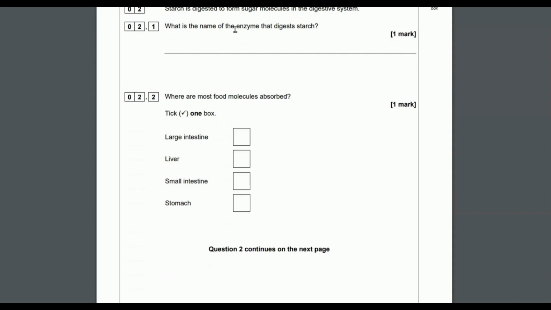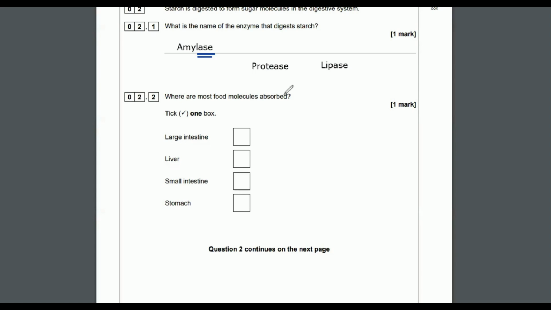Okay, starch is digested to form sugar molecules in the digestive system. What is the name of the enzyme that digests starch? Well, the enzyme that digests starch is amylase. Now, most enzymes that you have to know at GCSE end with the letters A, S, E. So think about the other enzymes. You've got protease, ends with A, S, E. You've got lipase, ends with A, S, E. So these enzymes, this one does digest starch. Protease is nice and easy. It digests protein, and lipase digests lipids or fats.